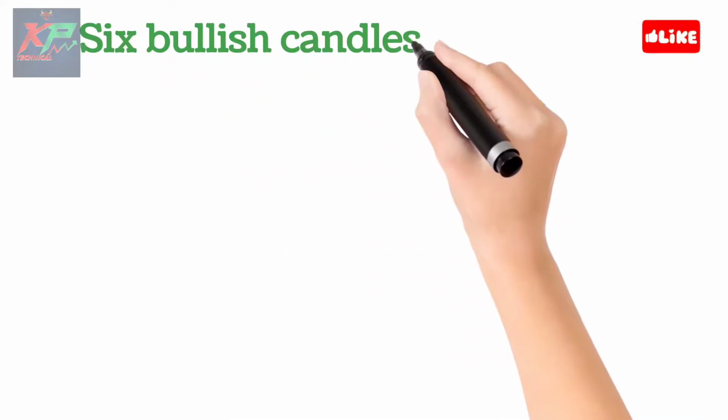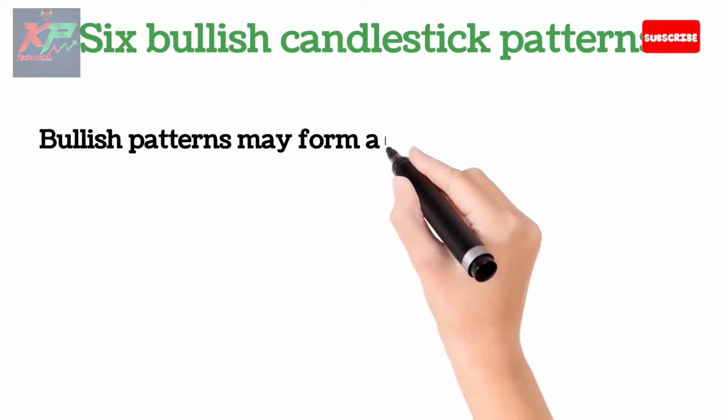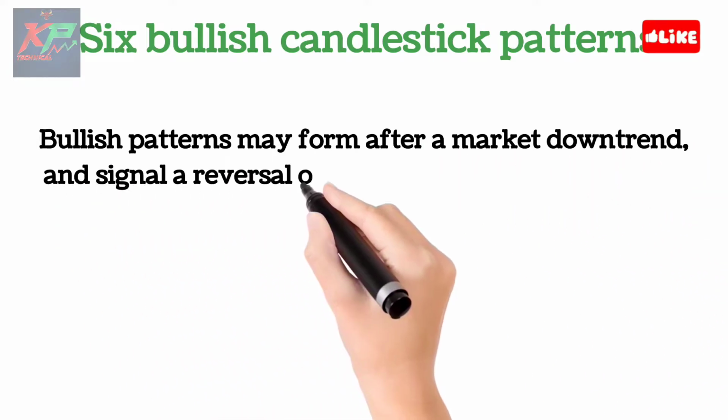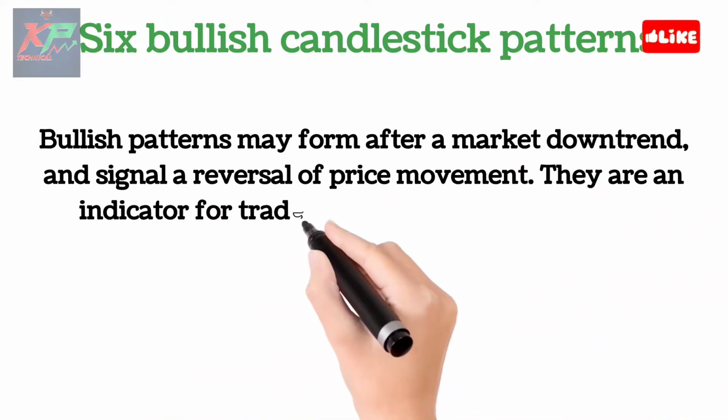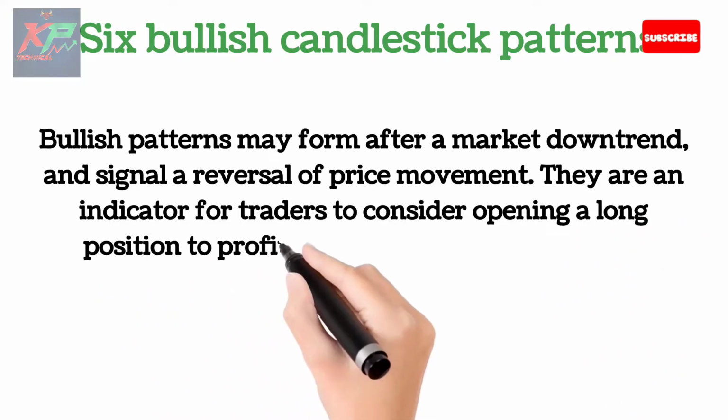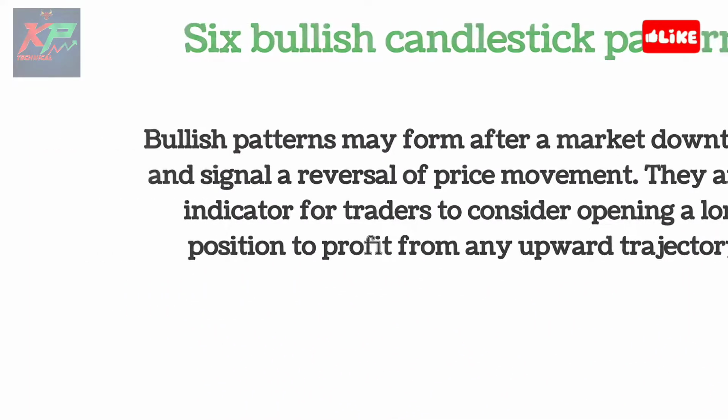Six bullish candlestick patterns. Bullish patterns may form after a market downtrend and signal a reversal of price movement. They are an indicator for traders to consider opening a long position to profit from any upward trajectory.